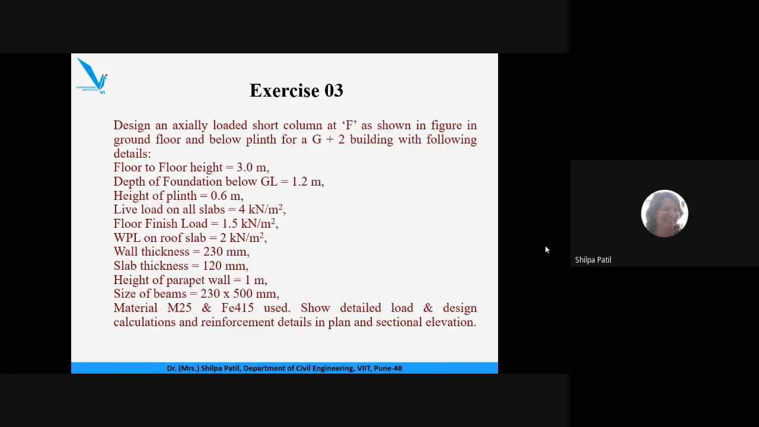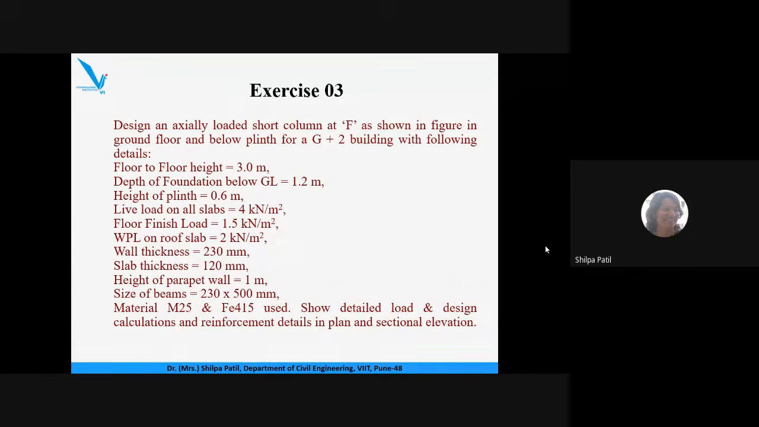Now we will see one problem which is completely based on the design of a column. In the earlier two problems which we solved yesterday, the dimensions of the column and other details were given. We were only expected to calculate the longitudinal and transverse steel. Now this is the problem in which we are supposed to design the entire column.